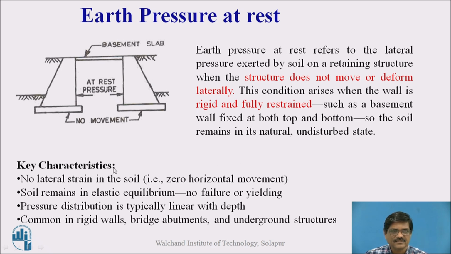So, key characteristics of the earth pressure at rest is that there is no lateral strain in the soil because no movement is allowed, therefore, no strain is developed in the soil mass. The soil remains in elastic equilibrium, therefore, we never experience any failure or yielding in the soil mass, and the pressure distribution is typically linear with the depth, and these kind of pressures are common in rigid walls, bridge abutments and underground structures.